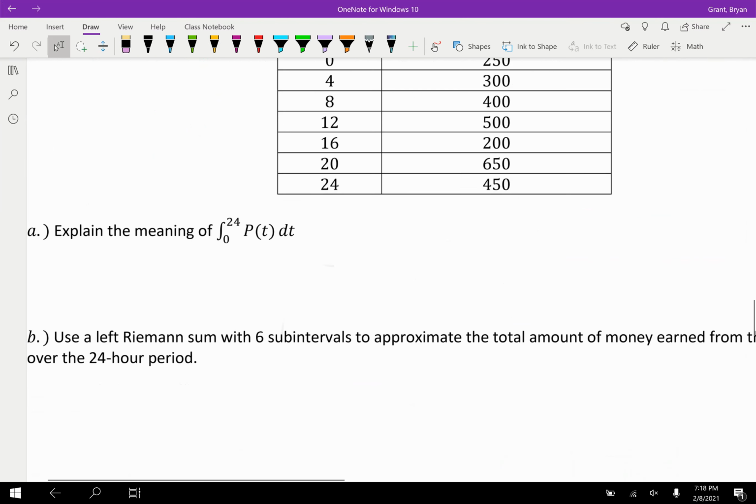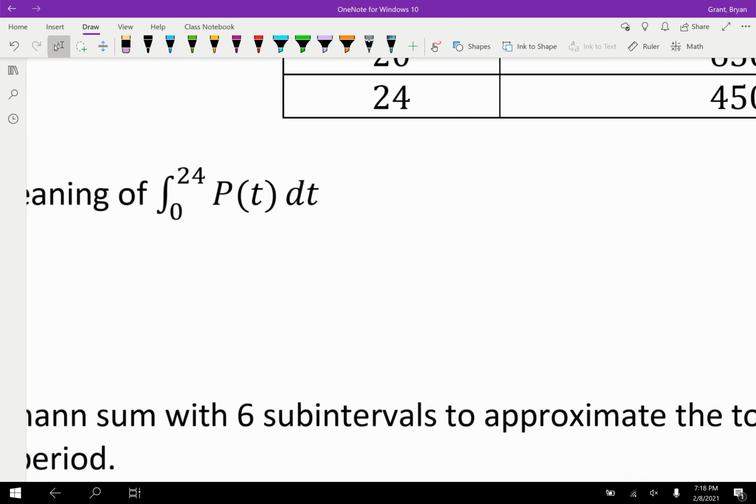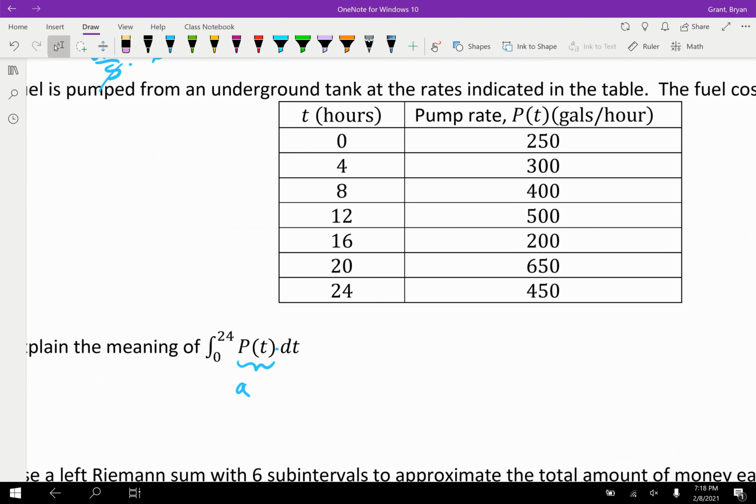Explain the meaning of the integral from 0 to 24 of P of t times dt. Well, let's start with P of t. P of t is in units of gallons per hour. And dt is in hours. And when you multiply those together, we're going to get a final answer of gallons.